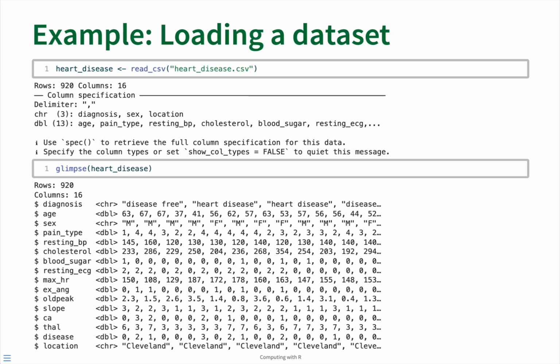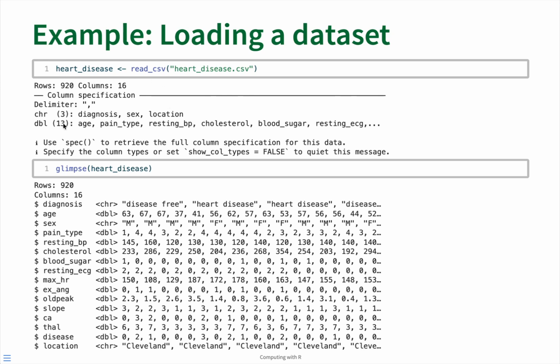Here's an example of how we could load data from an actual file. So I have a file on my computer called heartdisease.csv. So I supply that as the first argument to the read_csv function and assign it to a variable called heartdisease. That means when it loads the file and creates a tibble to hold this table of data, that tibble is going to be assigned to this variable.